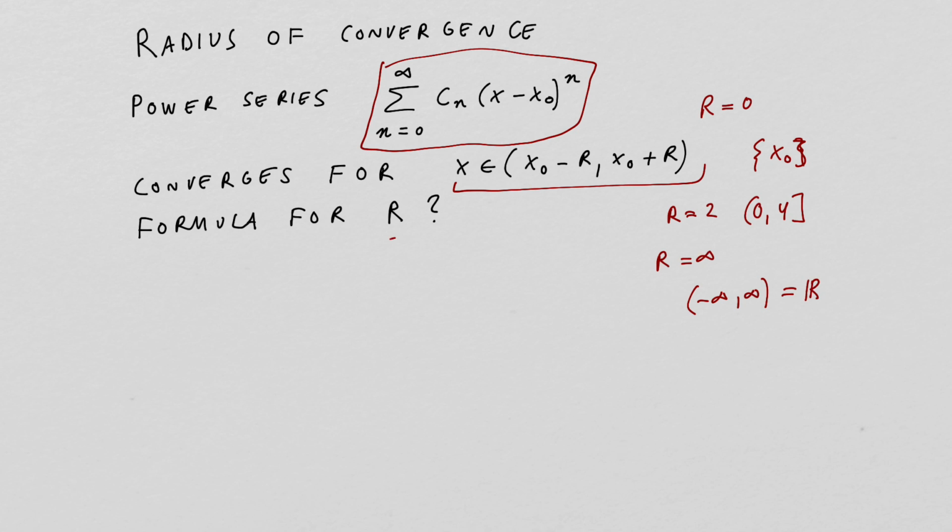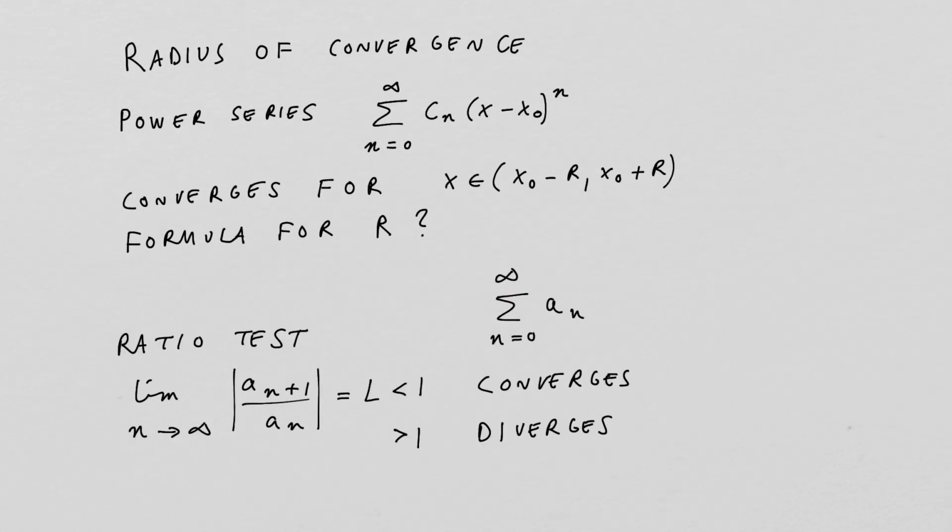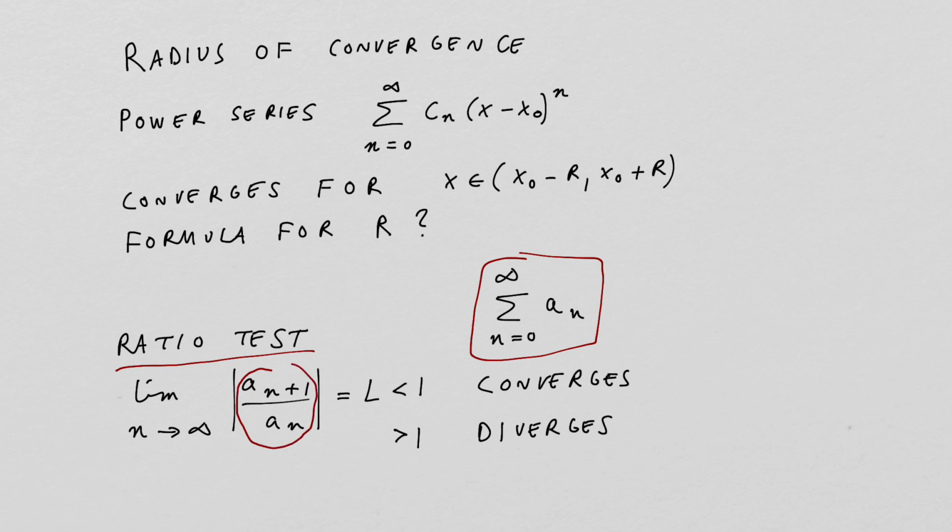Well, can we find a formula for R? The trick we need to use is the ratio test. If we have a series consisting of a_n's, then the ratio test tells that we should consider the fraction of the consecutive terms, and take the absolute values, and then see if we will have a limit. If the limit exists and is less than 1, then our series will converge. If the limit exists and is larger than 1, then our series will diverge.